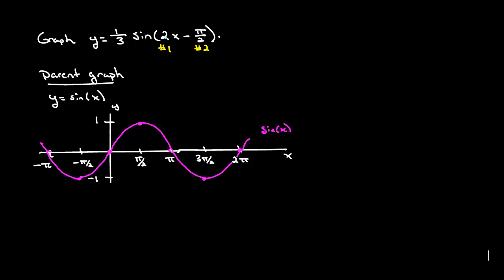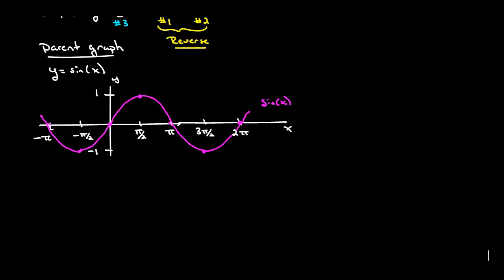The first thing that happens to the x is the 2, the second thing is the pi over 2, and the third thing is the 1/3. Now when you're acting inside the parentheses, everything has the reverse or opposite effect. So since we're working in reverse, the first thing to happen is this 2, and the second thing is the pi over 2. But we're going to work on the pi over 2 first because we're working in reverse. So the question is, what does this do to the sine function?